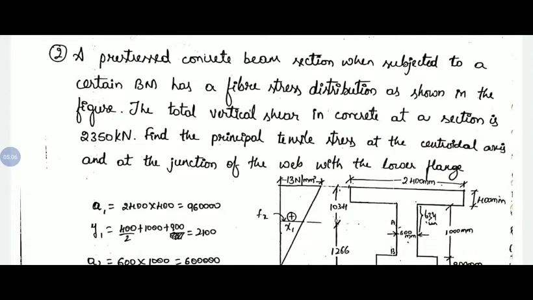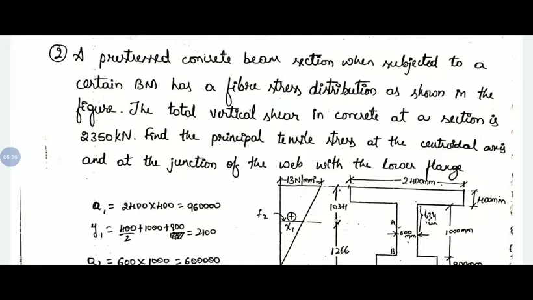Next problem. A pre-stressed concrete beam section, when subjected to a certain bending moment, has a fiber stress distribution as shown in the figure. The total vertical shear in concrete at a section is 2350 kilonewton. Find the principal tensile stress at the centroidal axis and at the junction of the web with the lower flange.